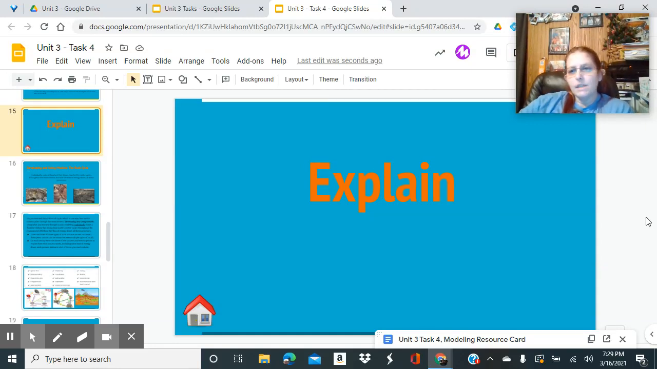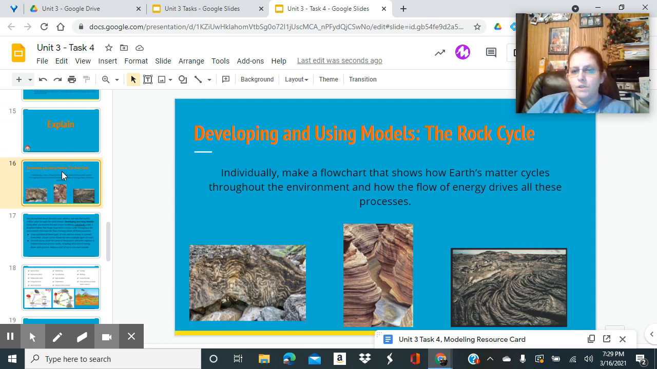Explain. In the explain section of task 4, we are going to develop a model of the rock cycle. So what I would like you to do is to create a flow chart that shows how Earth's matter cycles throughout the environment and how the energy flows, and the flow of energy drives all the cycles and the processes.